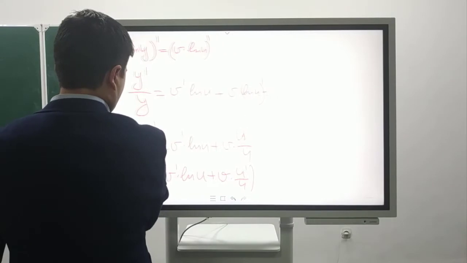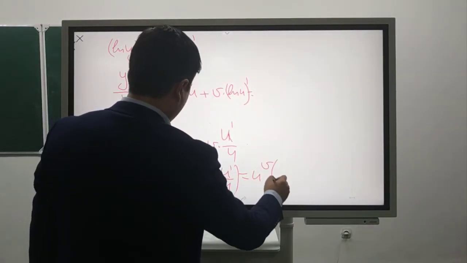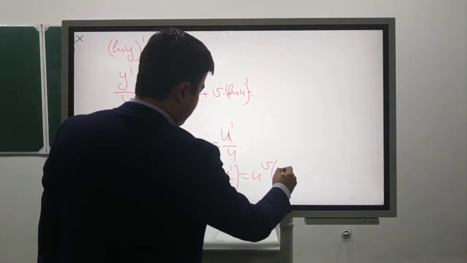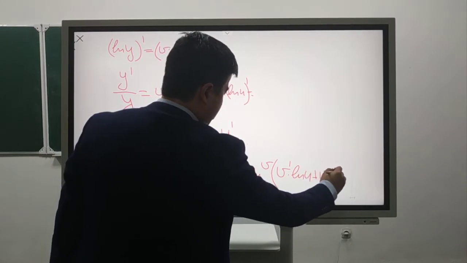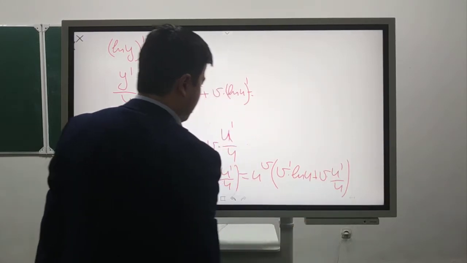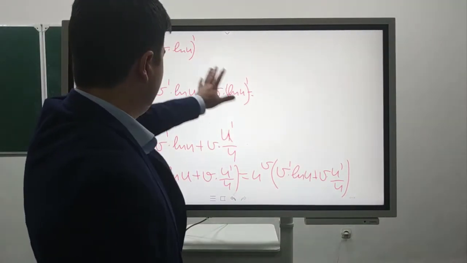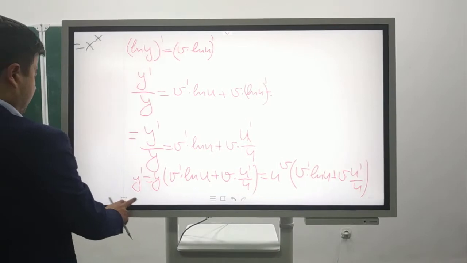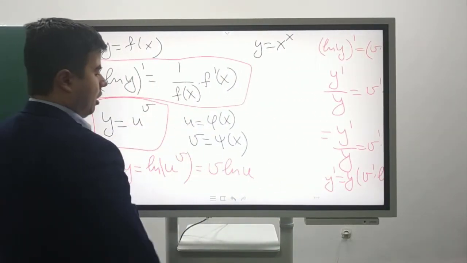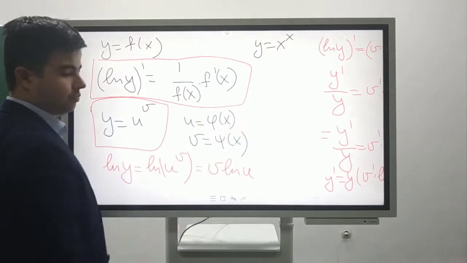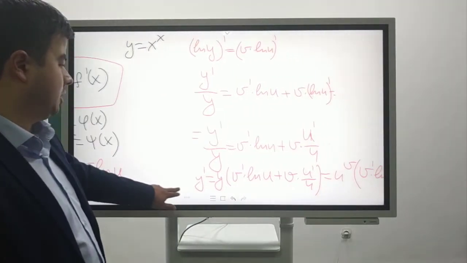So it is now u the power of v times this brackets, v prime natural logarithm of u plus v times u prime over u. So this is, in general, how we can find the derivative of this function u the power of v, where u and v are functions depending on x.